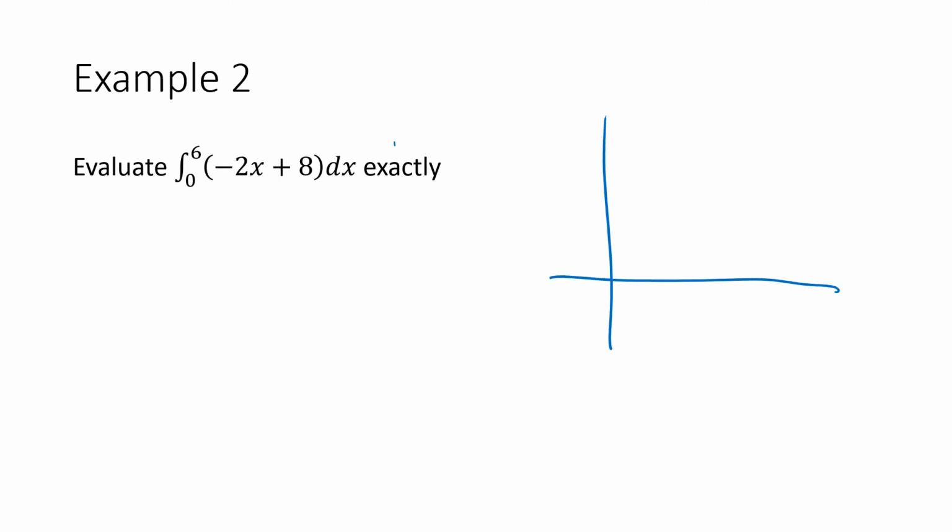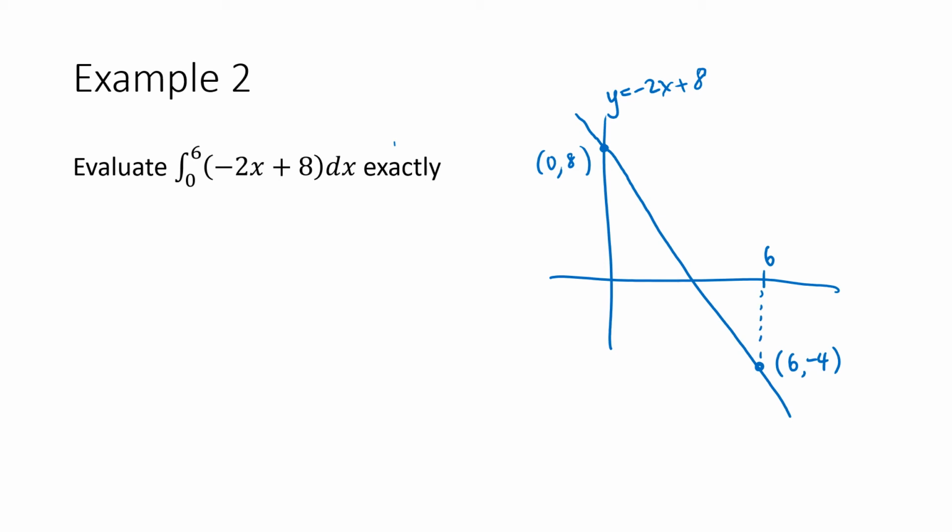So I'm going to graph y equals negative 2x plus 8. That's a line. It's got slope -2, and it's got y-intercept 8. So the y-intercept is up here at 0, 8. The line has slope -2, so it's going to look something like that. And I'm going up to x equals 6, where I'm going to get the point 6, and if I plug 6 into that, I'm going to get -4.